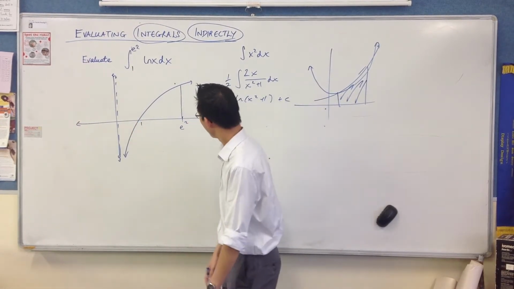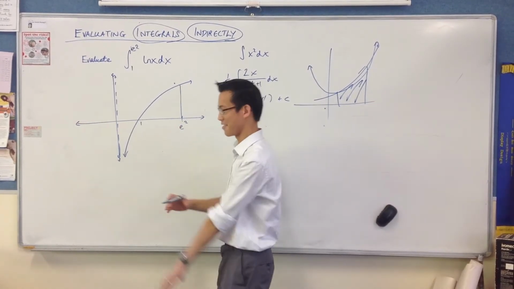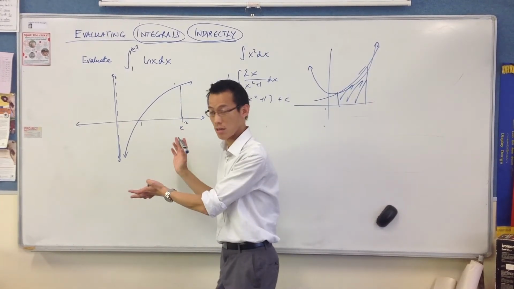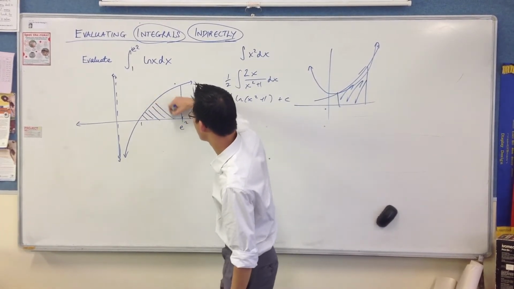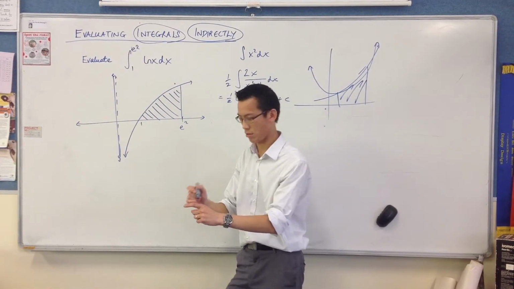I thought it was e. It's not close to e squared. If it was e, it would be close to e. But anyway, I'm just using this for illustration, right? So I've got an area underneath the curve. So far, so good.